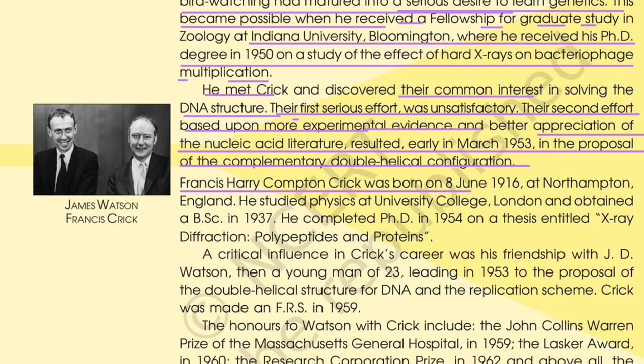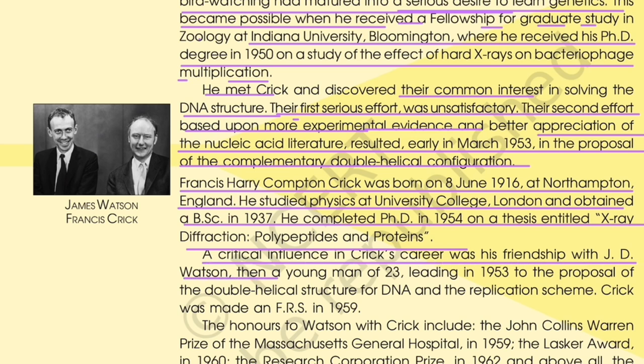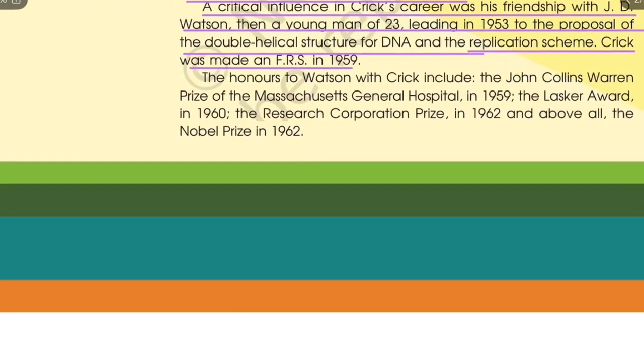Francis Harry Compton Crick was born on 8 June 1916 at Northampton, England. He studied physics at University College London and obtained a BSc in 1937. He completed his PhD in 1950 on a thesis on X-ray diffraction, polypeptides and proteins. A critical influence in Crick's career was his friendship with J.D. Watson, then a young man of 23, leading to the 1953 proposal of the double helical structure of DNA replication. Crick was made an FRS in 1959.